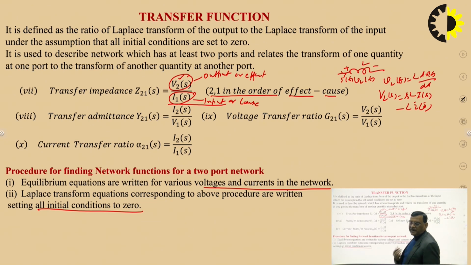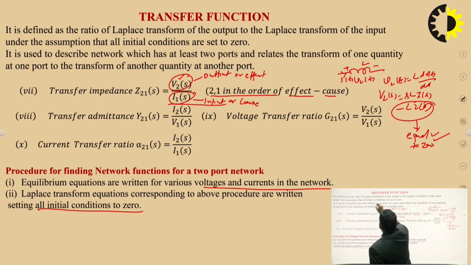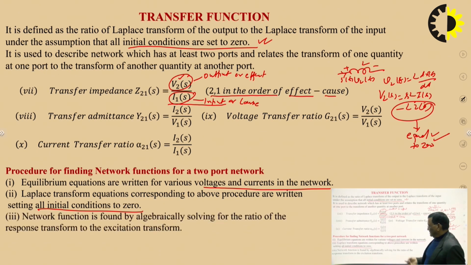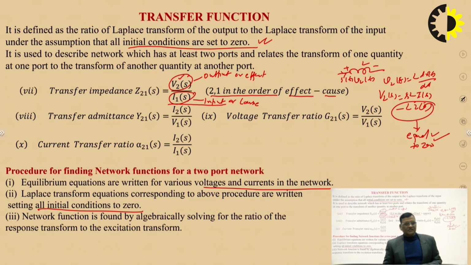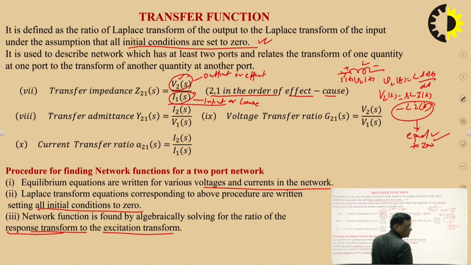So to find the transfer function, equate this term, the initial condition, to 0. Why? Because all initial conditions are set to 0. Once we take the Laplace transform, the equation becomes an algebraic equation, and algebraic equations can be solved by algebraic manipulations. Then we take the ratio of the response transform to the excitation transform, or output to the input.